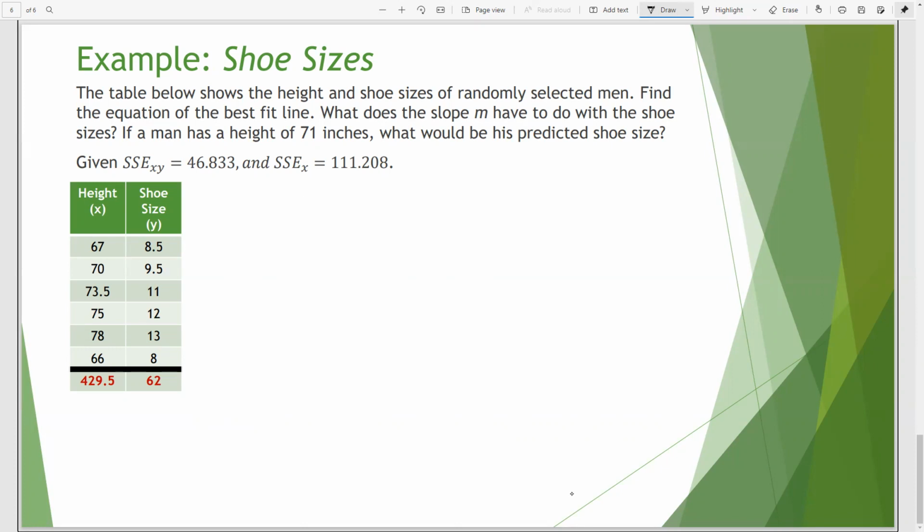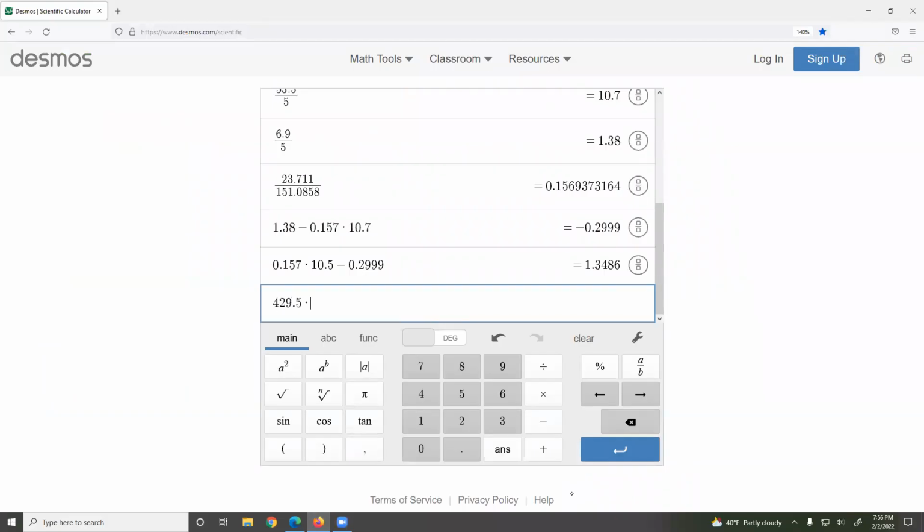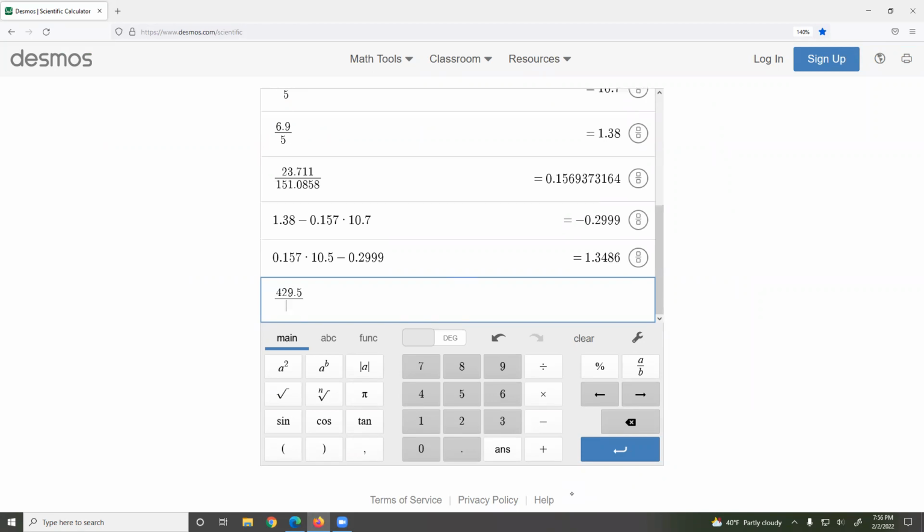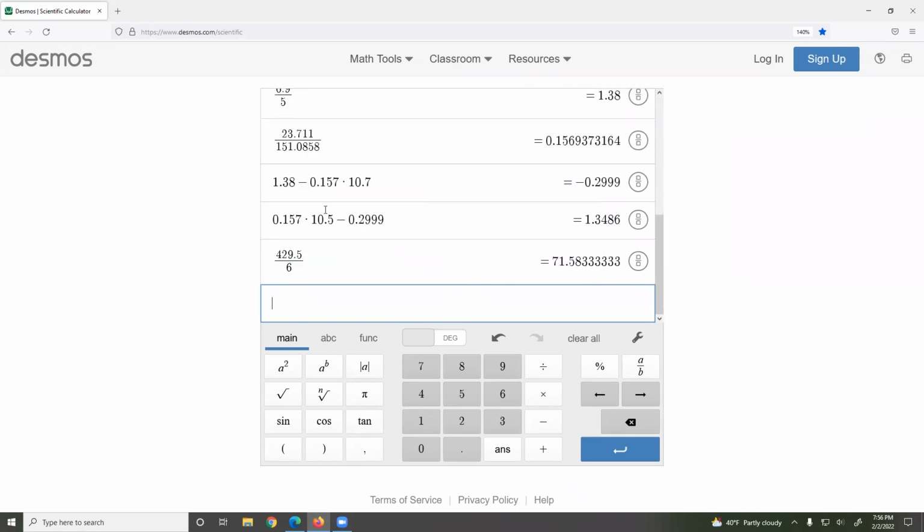Over here, they provide the sum of squares of the product and the sum of squares of x. Both of them are provided, along with the x column, the y column, and the totals of x and y. We have 6 pairs. So x bar, the sum of x over n, is 429.5 divided by 6, which is 71.5833.